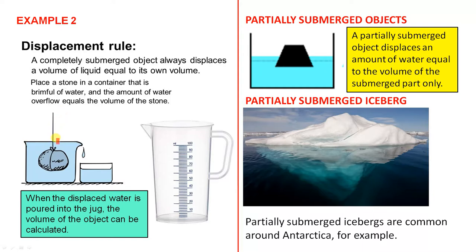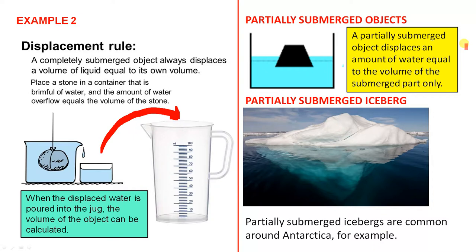You put the object in, hence the water has to overflow into this container here. When the displaced water is poured into the jug, so that is when that water there is poured into this jug, the volume of the object can be calculated because you've got markings on the jug. I will give an example of that on the next slide.